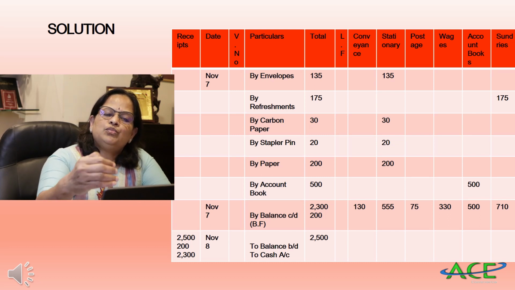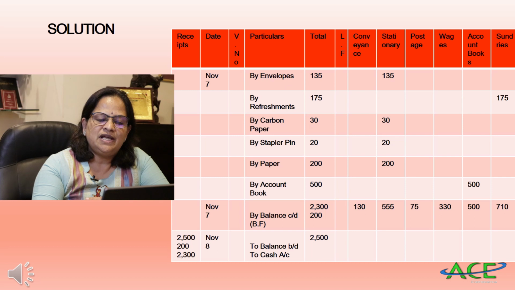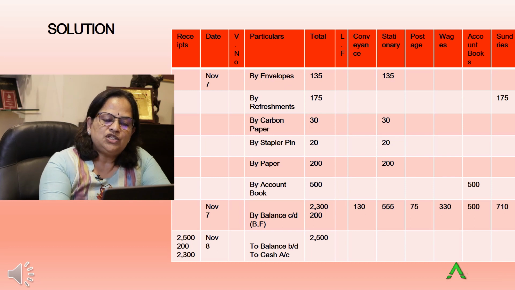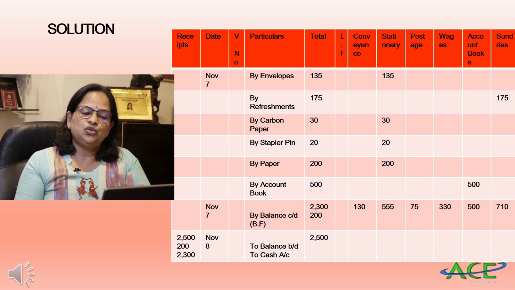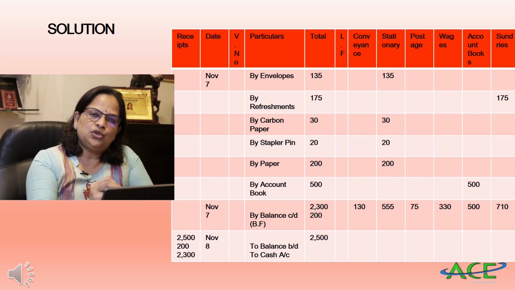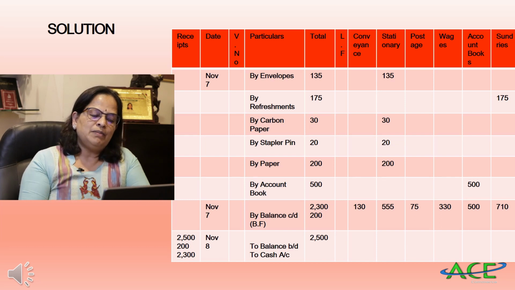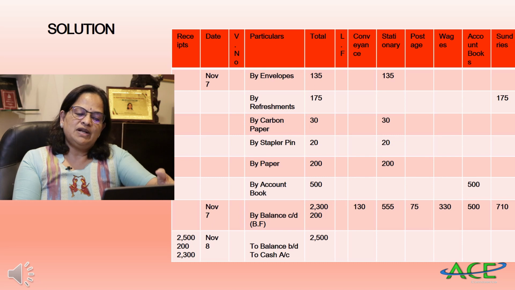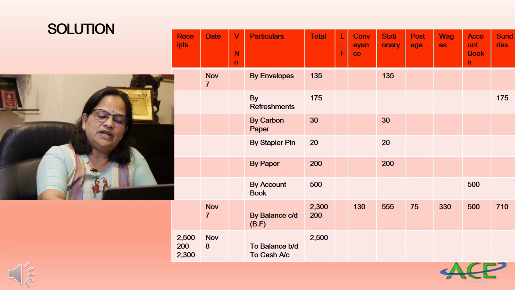So the total you have to take for all the columns. Conveyance 130, stationery 555, postage 75, wages 330, accountancy book 500 and sundries 710. So the total is 2030. 2,300 is the total. So the opening balance was 2,500, so the balancing figure will be 200.